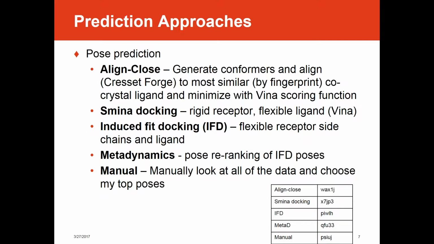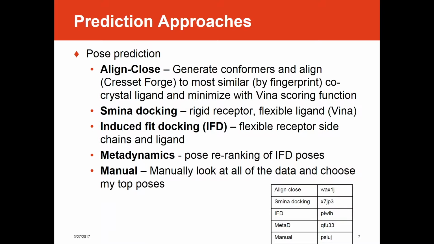For my post predictions, I submitted 5 different methods. My codes are at the bottom there. The first one was called align close. I basically generated conformers of the test set compounds and aligned them using Forge from Cresset to the most similar co-crystallized ligand in the PDB of those 26 structures in the PDB. Then for each of those conformers, I minimized and ranked based on the best score. I used the Vina scoring function.